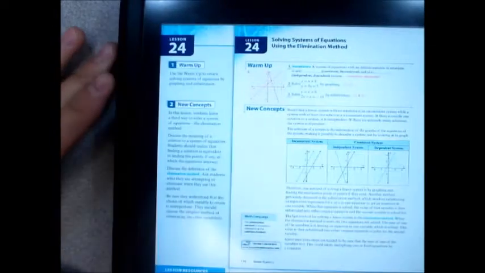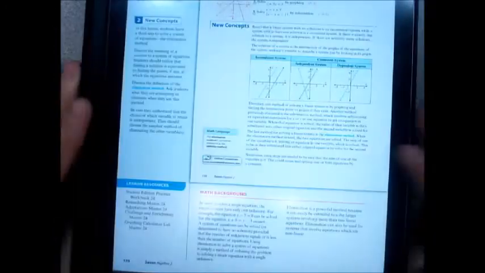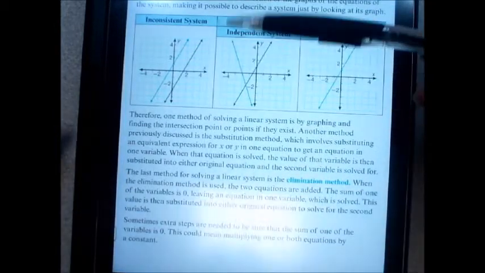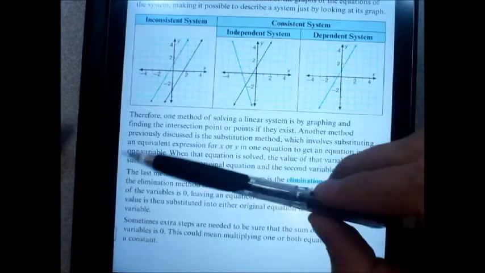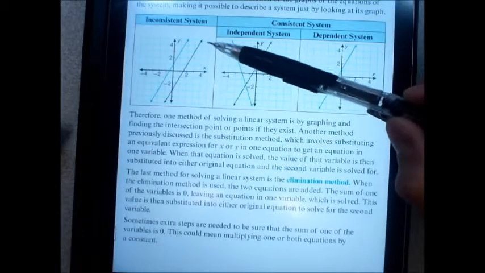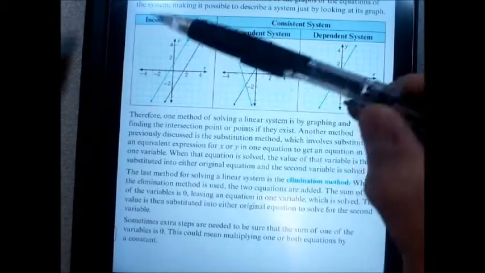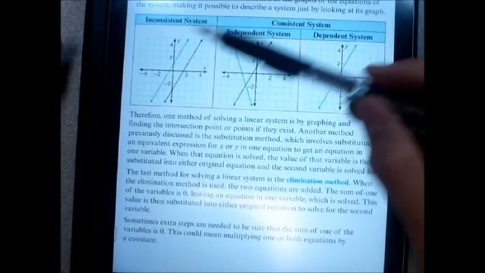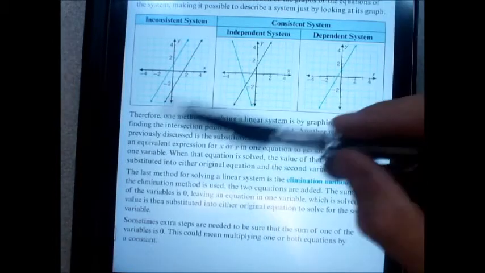Now, you need to know that this right here is the same chart you've been seeing, the same chart I've recreated for you 5 or 6 times. If two lines are parallel and not on top of each other, as in they have the same slope but different intercepts, then they are inconsistent. They do not have an answer. There's no solution for that problem.